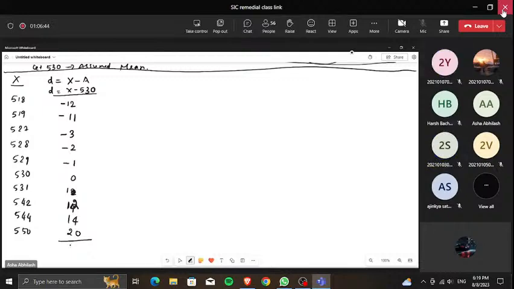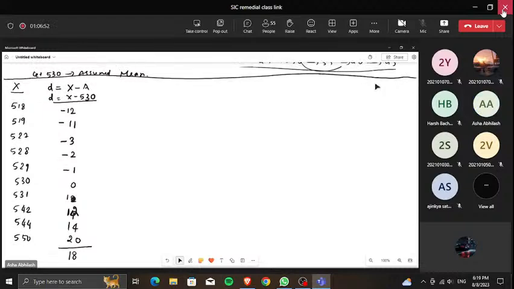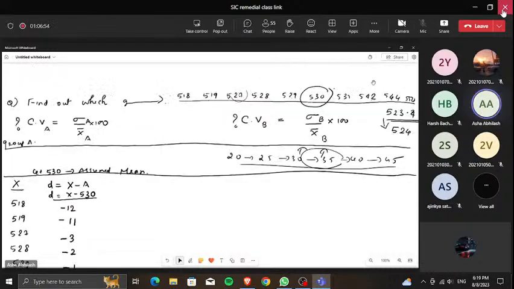Yes, 18. Now what is the formula for finding sigma and x bar if you are using the assumed mean? Root of 1 by n into summation d square minus summation d by n whole square. Yes or no?